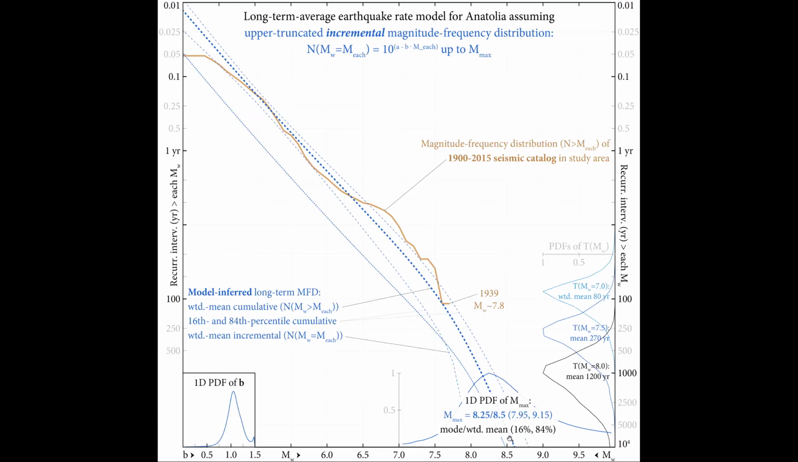And the weighted mean long-term earthquake model is this bold dashed line here. So you can see a similar sort of rates of earthquakes, and you can read out the PDFs of the recurrence interval of earthquakes of each magnitude, as well as of the largest earthquake you might ever expect to see in this big box.